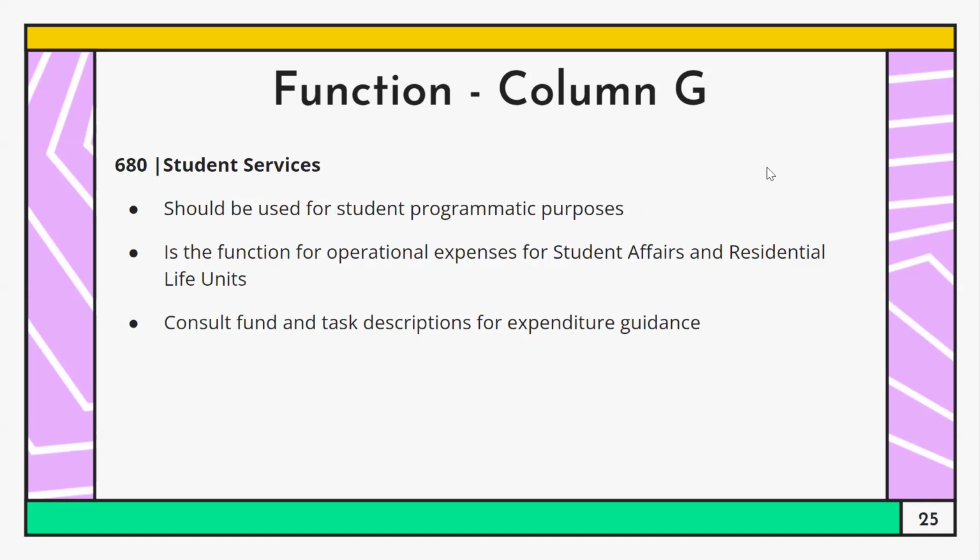The fourth one is 680. This is student services. This should mainly be used for student programmatic purposes, with the exception that this is the function for the operating expenses and day-to-day expenditures for the student affairs and residential life units. And you can consult both your fund and task descriptions for further expense guidance.